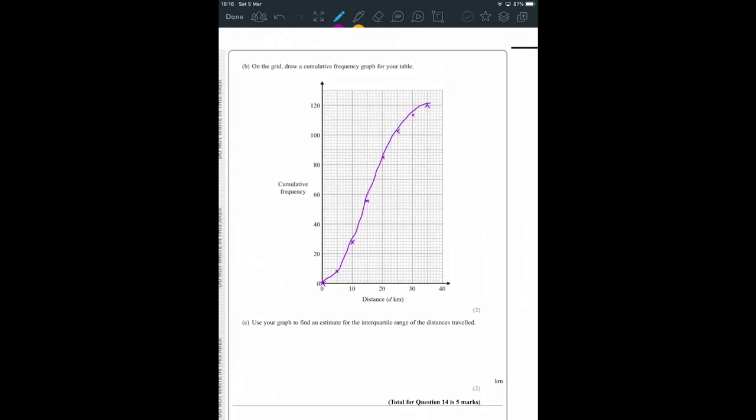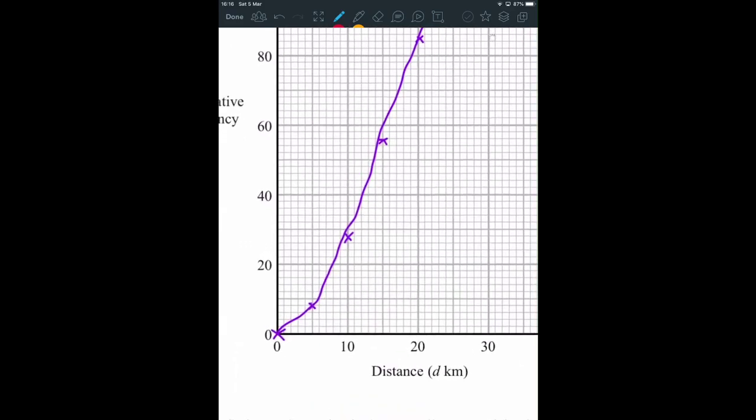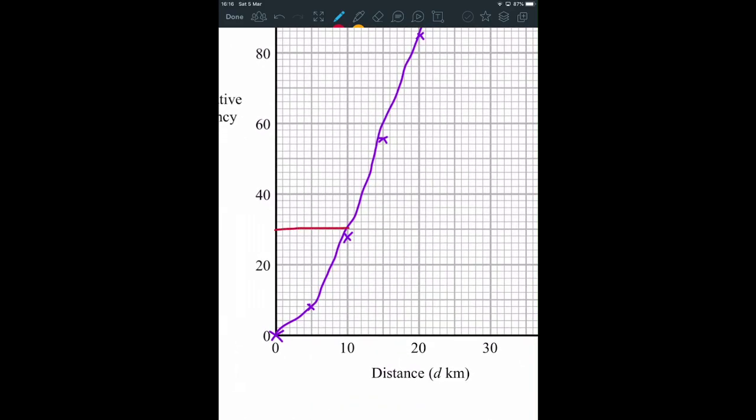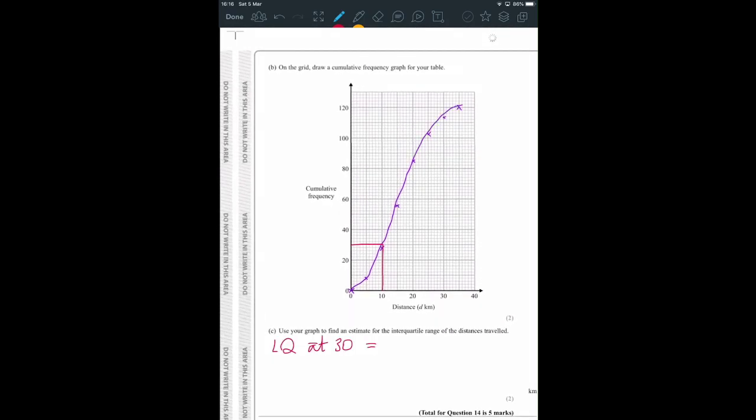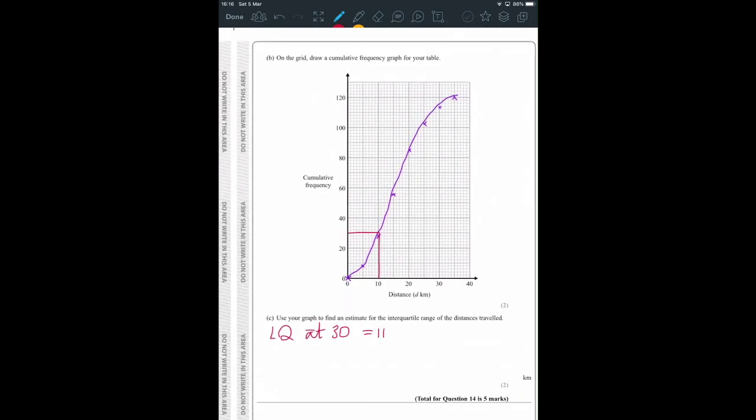Find an estimate for the interquartile range. Our lower quartile is a quarter of the way up. So for the lower quartile, we had 120 divided by 4, is at the 30th value. So across to the graph and down. It looks about, it should be a little bit more than 10. I missed slightly. So I'm going to go with 11. My graph, you can see, is not too great at that point.